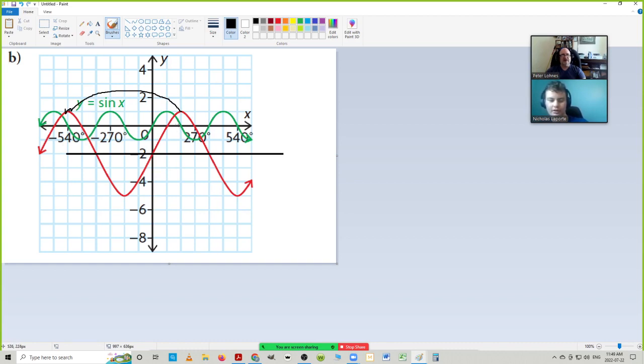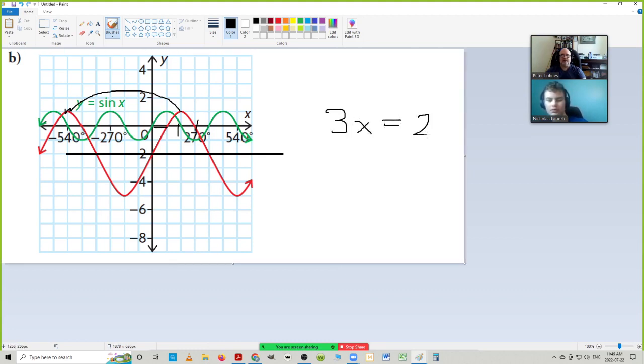So it looks like 3 of these boxes are 270. If 3 boxes are 270, one box is how much? If 3x is equal to 270, 1x is equal to what? 270 over 3. 90. So that means each horizontal box here is 90 degrees.